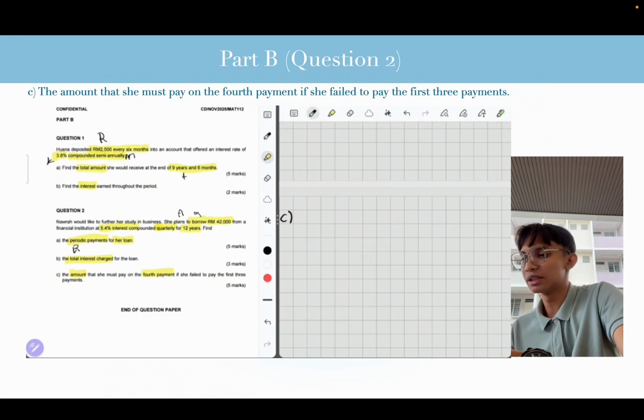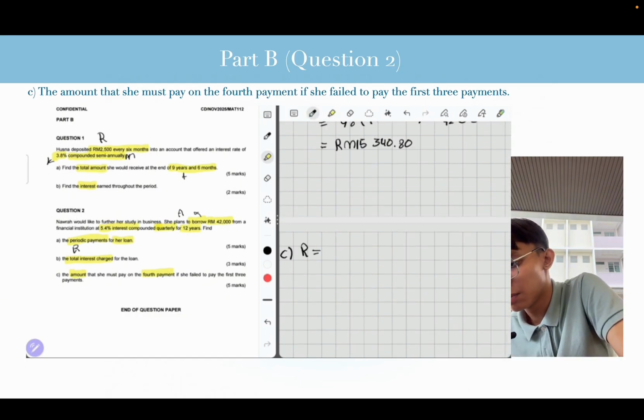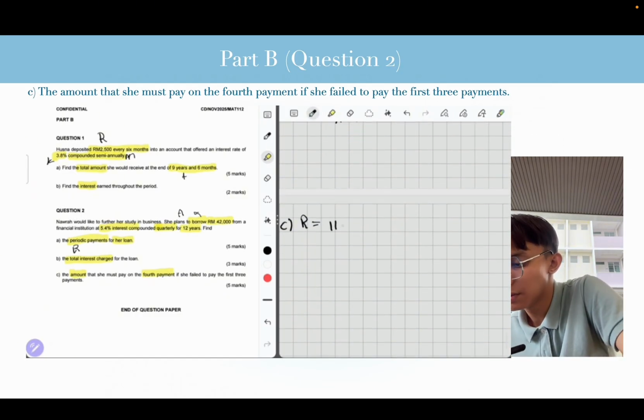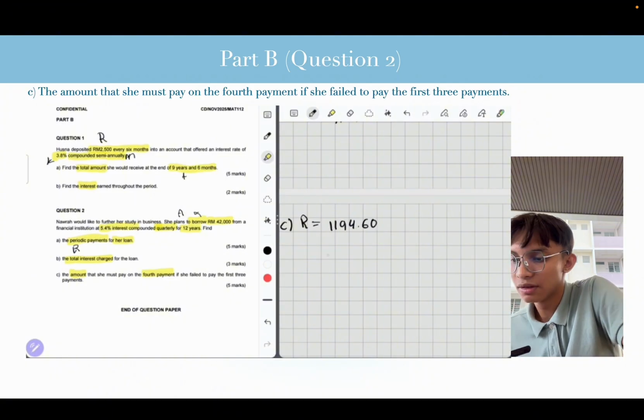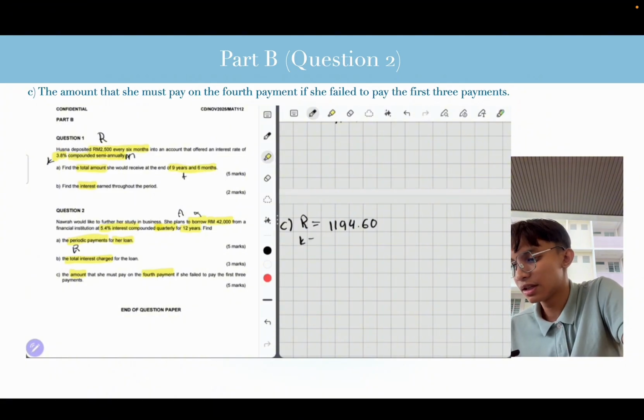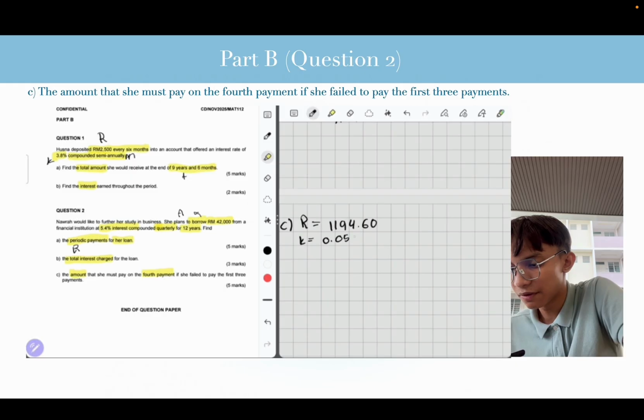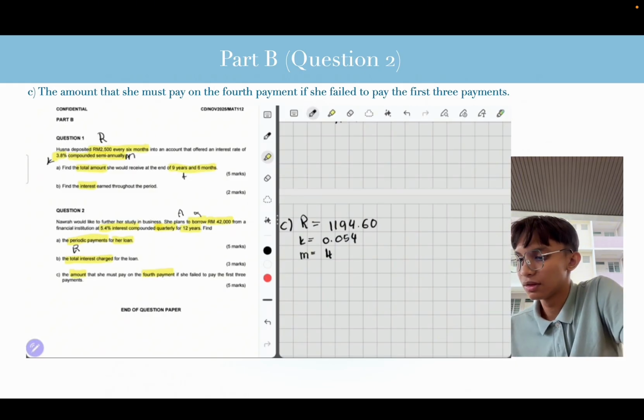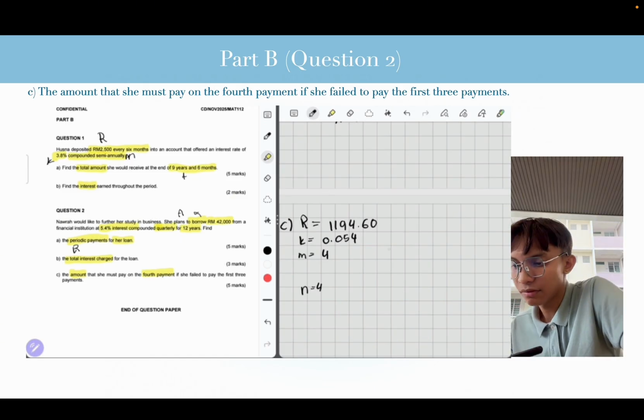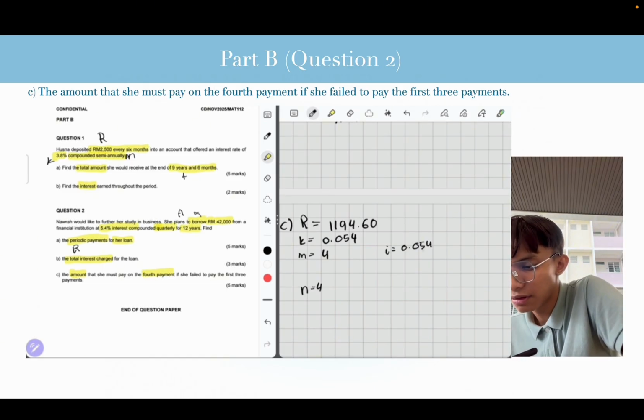Amount that she must pay for the fourth payment if she failed to pay for the first 3 payments. So we have to write down the information. The R will still be the same, which is 1194.60. K is still the same, which is 0.054. M is still the same, which is 4. Then the I is still the same, which is 0.054 over 4.